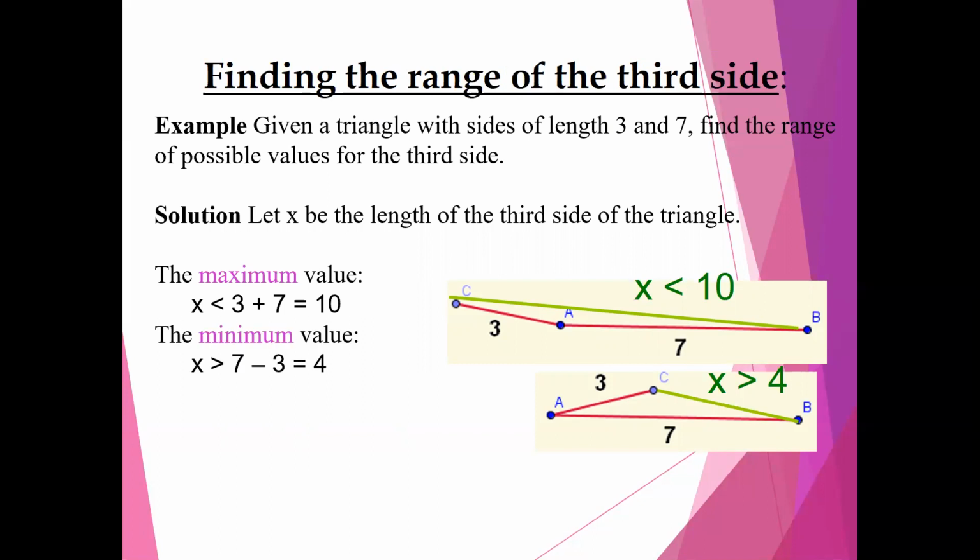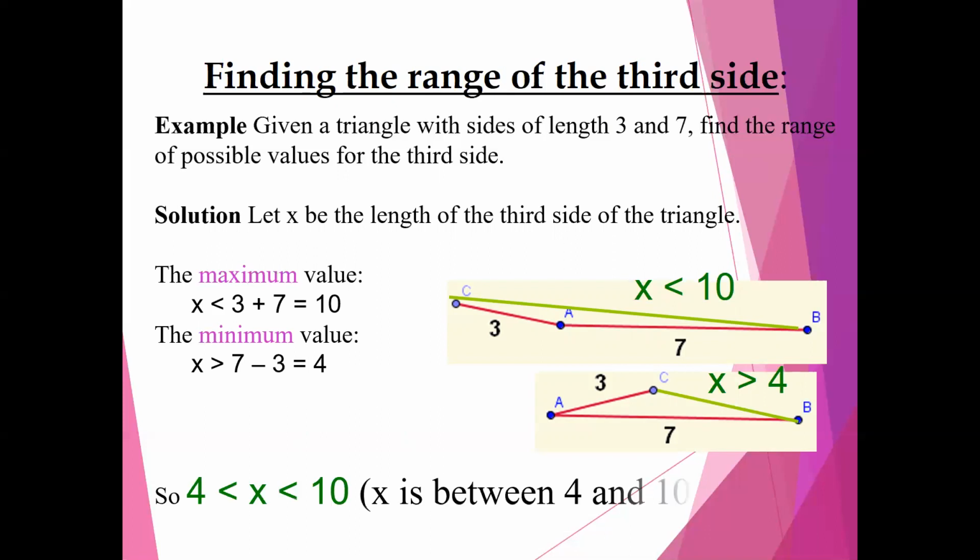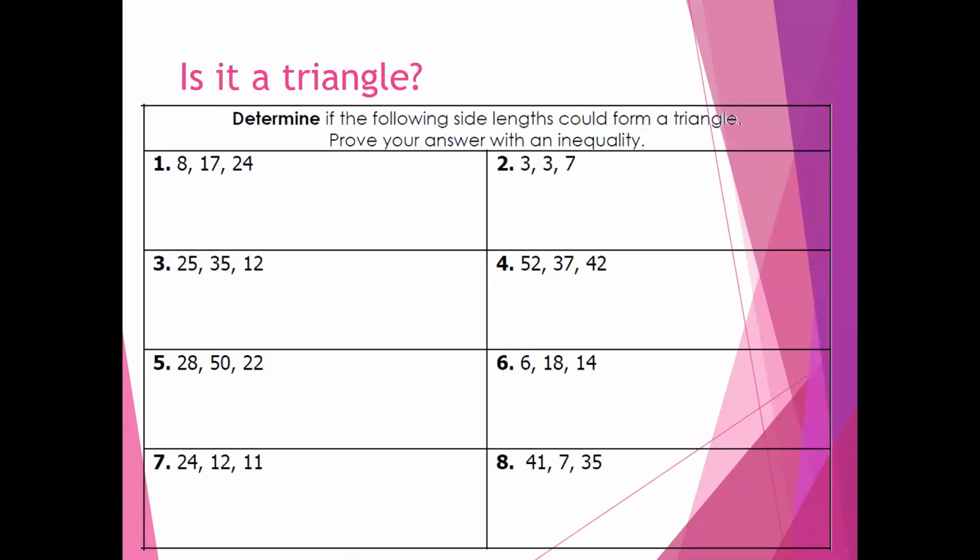And then your minimum value, if you subtract them, 7 minus 3 gives us 4. So your x values have to be greater than 4, which means I can have any x value for that side length that's between 4 and 10. So if I want to create a triangle, the third side length must be between 4 and 10. It can't be equal to 4, and can't be equal to 10. So we're going to take the difference, we're going to subtract our two numbers to be less than the third side, which is less than the sum when we add them together. This looks like a lot, but I promise it's not.